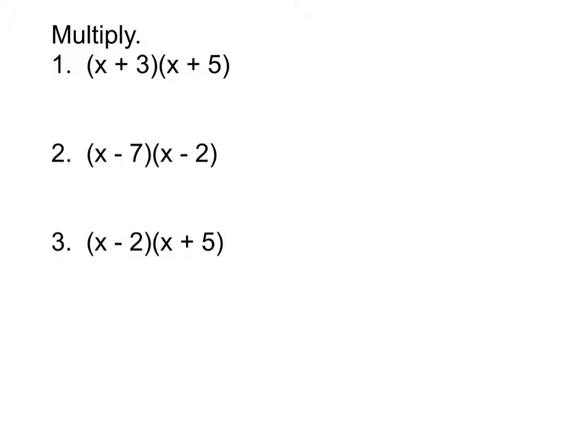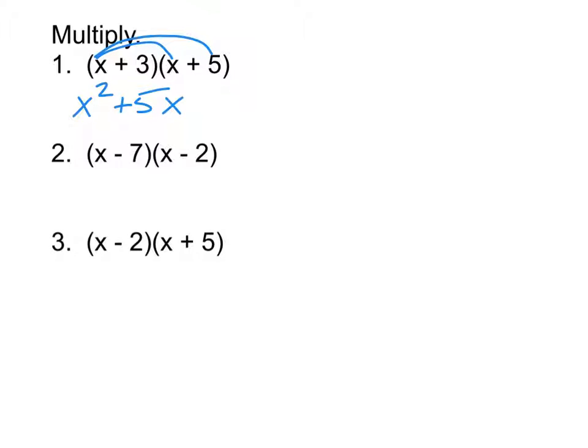So when doing these, remember that we're multiplying everything in the first parenthesis by everything in the second parenthesis. So for number 1 here, I'm going to start by multiplying x times x, which gives me x squared. And then I multiply that same x by the 5. That way I'm multiplying that first x by everything in the other parentheses. So that gives me a 5x.